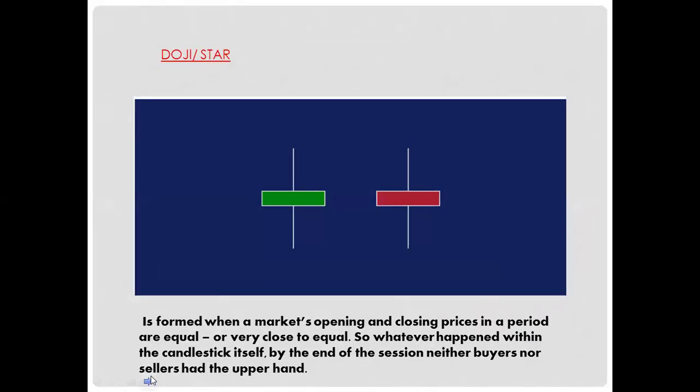This is one of the candlestick patterns that has been taught by so many mentors. Look at it, the Doji. Normally, I call it the star. It is formed when a market's opening and closing price in a period are equal or very close to equal. So whatever happened within the candlestick itself, by the end of the session, neither buyers nor sellers had the upper hand. This is the type of candlestick that we call, in the FX community, an indecision market. It is telling us that there is indecision in the market.